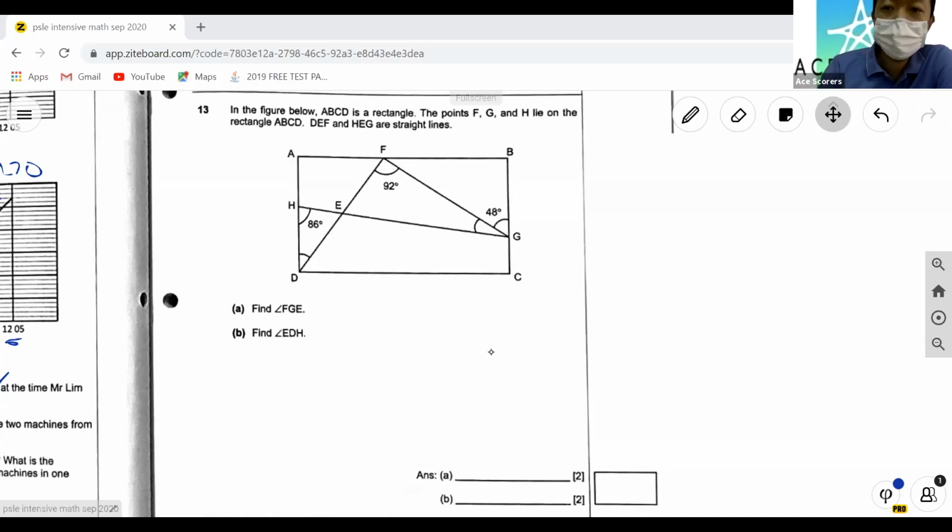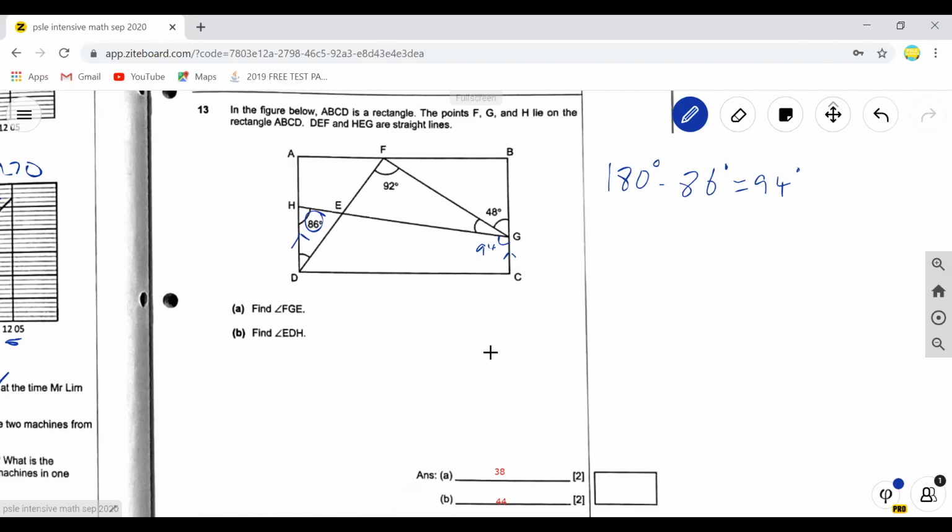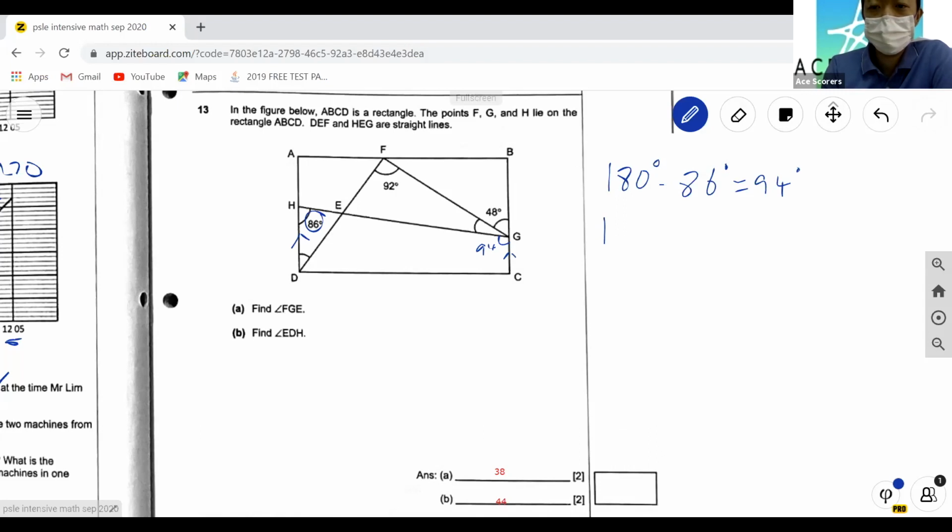Okay, let me give you a clue so you can find this first. And you can see this is parallel. So if this is 86, this must be 90. So 180 minus 86. This one is 94. Alright, so angles on a straight line, so 180, take away 48, take away 94. That will be equal to 38. So first one, 38 is correct.